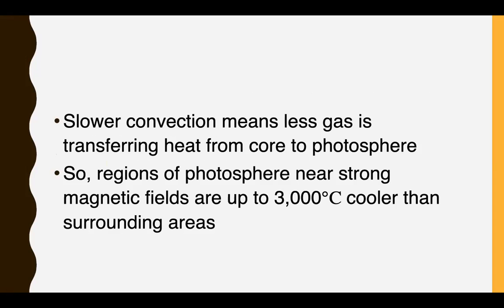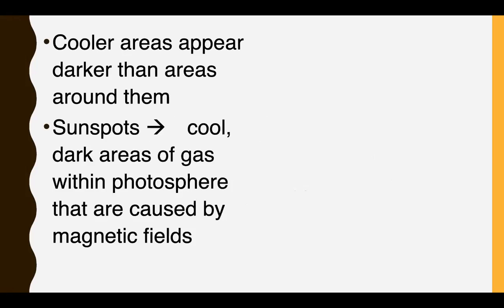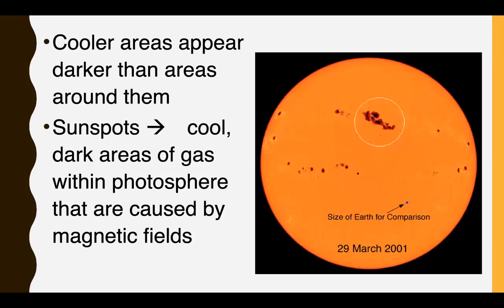So there's regions of the photosphere that are near strong magnetic fields. They're up to 3,000 degrees cooler than the areas around them. And these are called sunspots. When you're looking at videos or pictures of the sun, they're going to appear black. But in reality, if you were to actually take them off the surface and put them just kind of hanging in space, they would be brighter than the full moon.